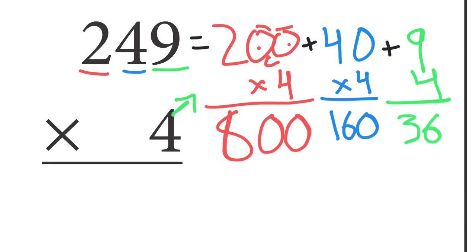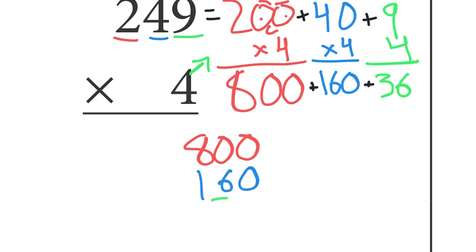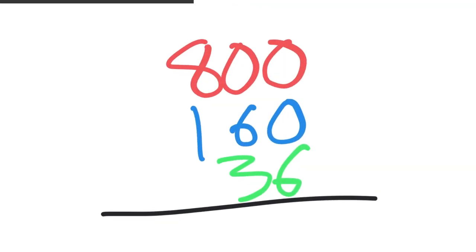Once I've broken those numbers apart, I can then add them together and get my correct final answer, I guess I should say. If it helps to stack them, please do. You could do 800. You could do your 160. You can do your 36. And then you can add them. I'm going to zoom in this way.